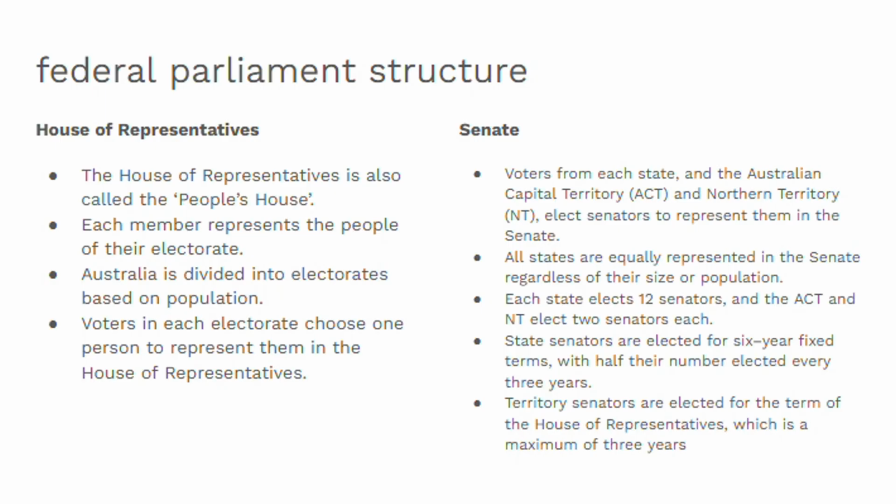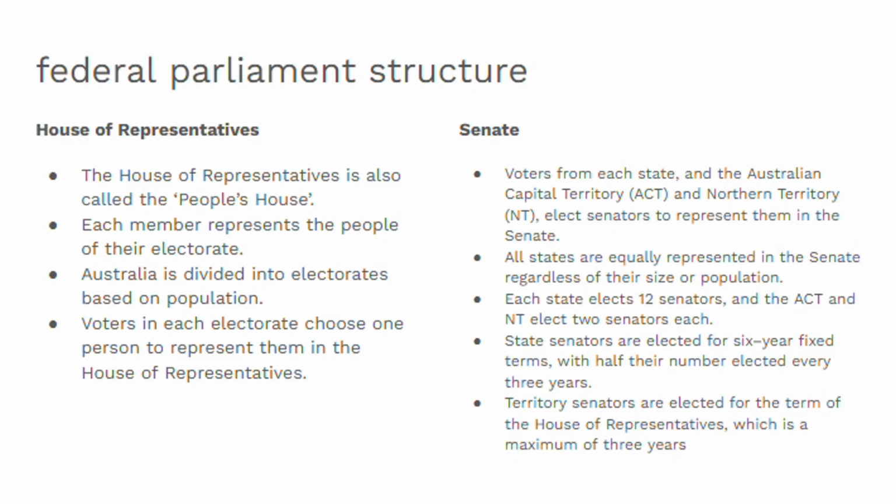And then you also have the Senate, sometimes called the upper house, and voters from each state, the ACT and the Northern Territory, elect senators to represent them in the Senate. All states are equally represented in the Senate, regardless of their size or population, but not the ACT or the Northern Territory. So each state elects 12 senators, but the ACT and the NT only elect 2 senators each.